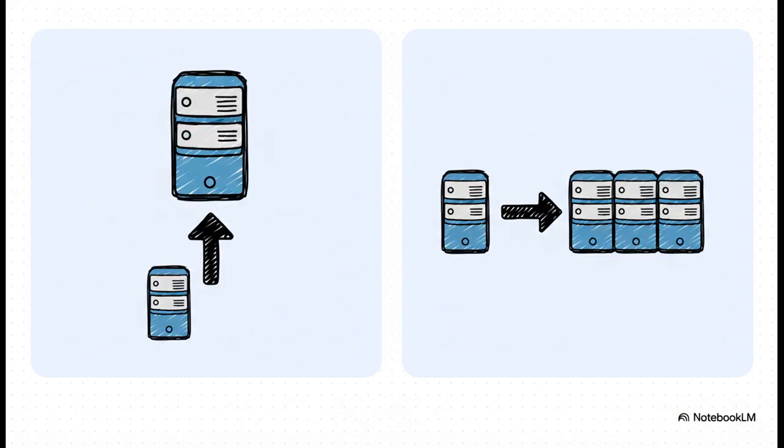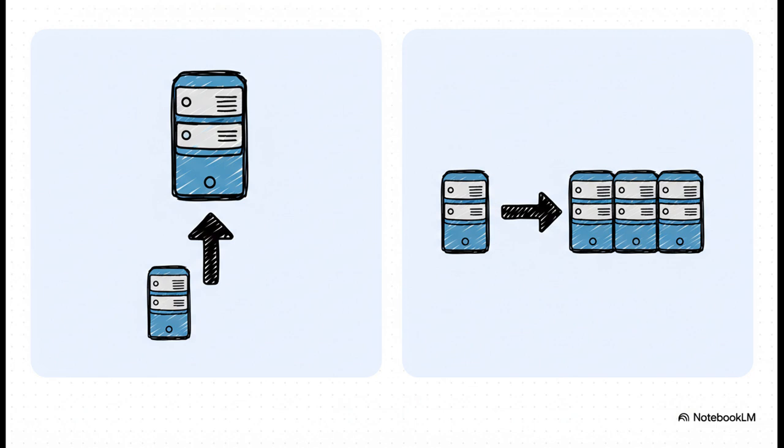So what happens when that library gets too big? Well, you have to scale it. Vertical scaling, or scaling up, is like just buying a bigger, better filing cabinet. You upgrade that one server with more power. But you eventually hit a physical limit. You can't just buy an infinitely large server.